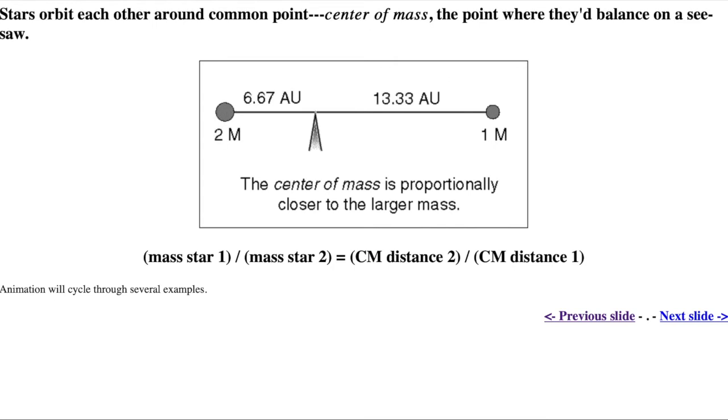Next slide. The two stars orbit each other around a common point called the center of mass. The center of mass is the point the stars would be balanced upon if the stars were on a stellar seesaw. The massive star is proportionally closer to the center of mass than the low-mass star. The ratio of the masses is the inverse ratio of the distances each star is from the center of mass. The animation cycles through several examples. In all of the examples, the stars are 20 astronomical units apart from each other.